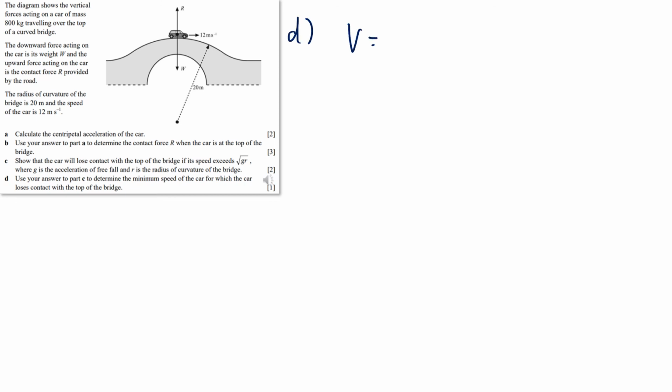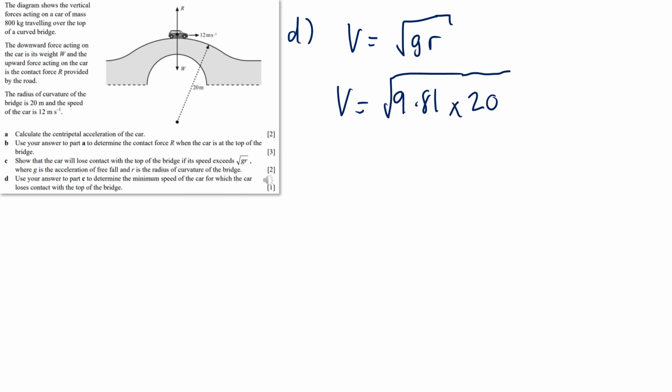So all we need to do now is use that relationship. We've said v is equal to root gr, so we substitute into that equation. Again, we need a value to two significant figures. Put that into your calculator to two significant figures, and you get 14 meters per second.